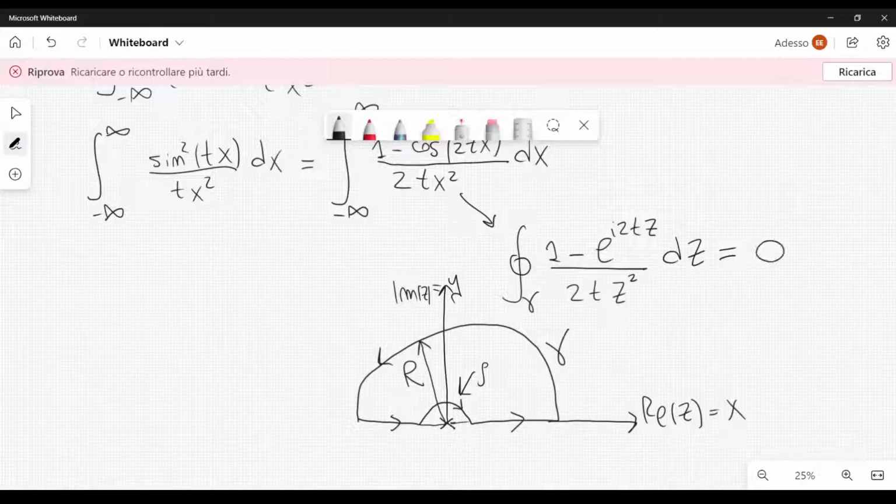The integral is equal to 0 according to the residue theorem because there is no discontinuity inside this region. So the area enclosed by this curve, and I can split this curve into 4 different parts. So I have gamma 1, which goes from this point to this point. Then I have gamma 2, which is the smaller semicircumference. Gamma 3 goes from this point to this point, and then I have gamma 4, which is the larger semicircumference. And I will let rho go to 0 and capital R go to infinity.